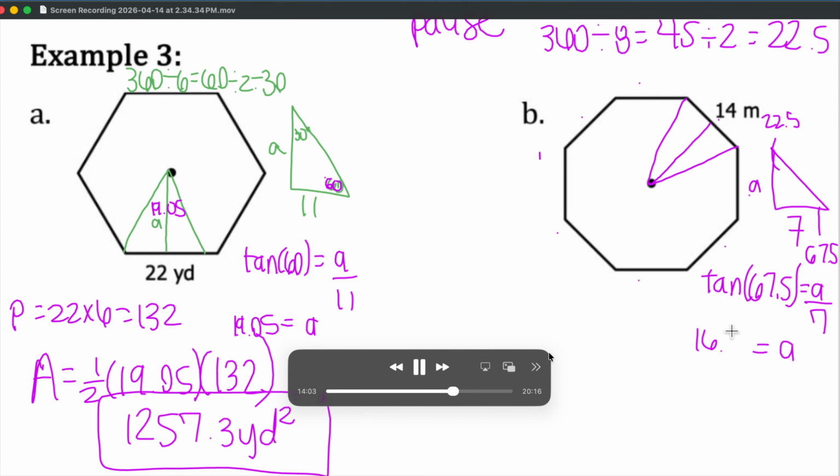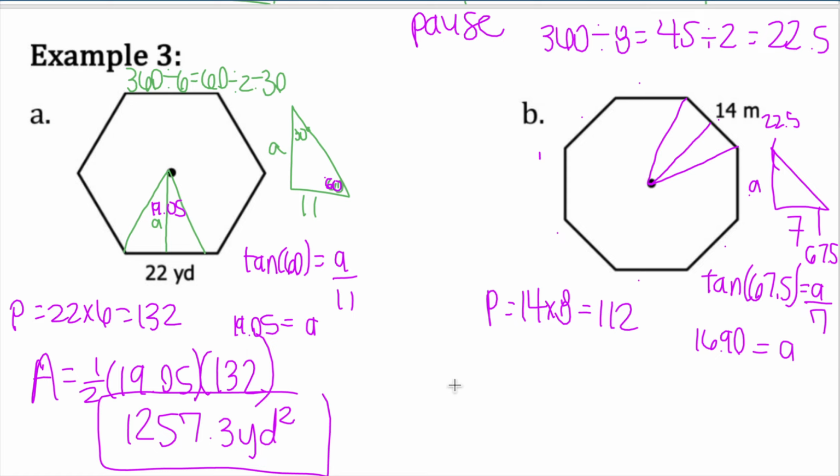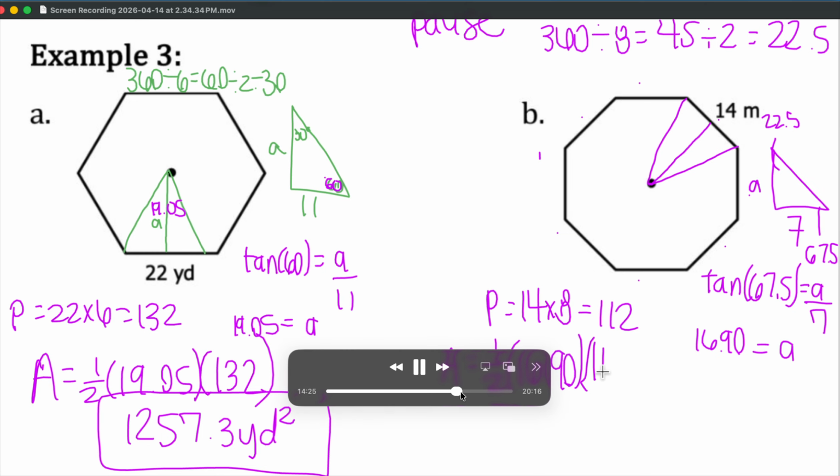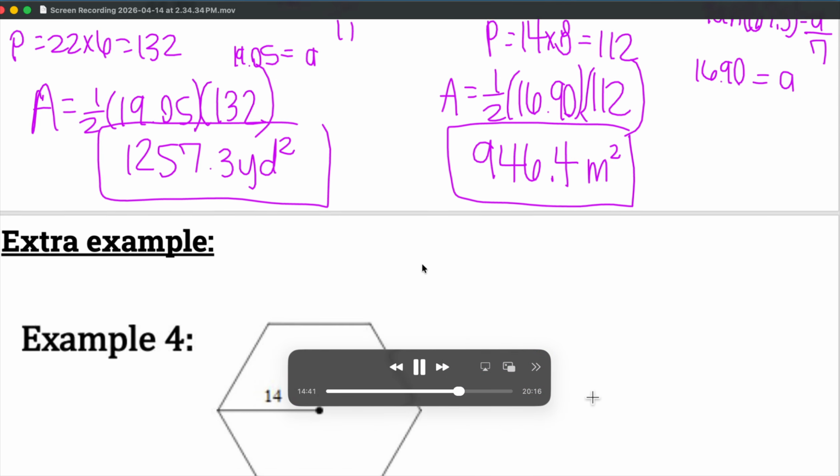Once we have our apothem, then we'll plug that in once we have our perimeter as well. So 14 is our side length times 8. 14 times 8 is 112. So I'm going to plug that into our entire formula, 1/2 of 16.90 times 112, and we'll fast forward here, 946.4 square meters.